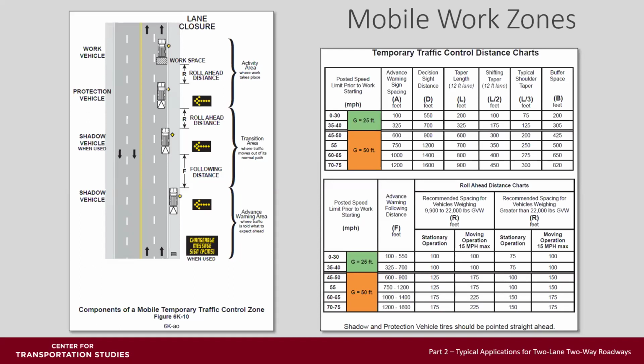So the first shadow vehicle follows the work vehicle at a distance of F that's shown in that table. This distance is based on both the shadow vehicle and the protection truck following at R, or the roll ahead distance. The roll ahead distance is based on the weight of the host vehicle, and you see 2 different weights for host vehicles, because these trucks will roll forward if they're hit by moving traffic. Please note the instruction behind the chart that shadow and protection vehicle wheels should be pointed straight ahead.